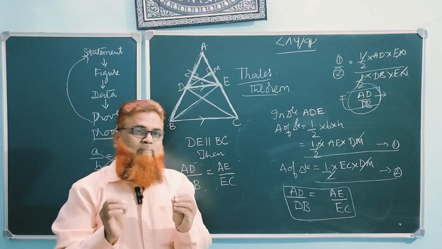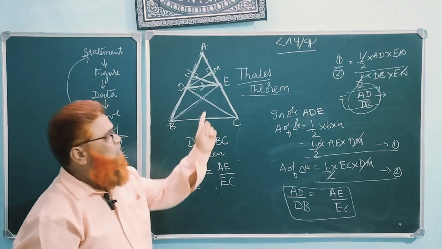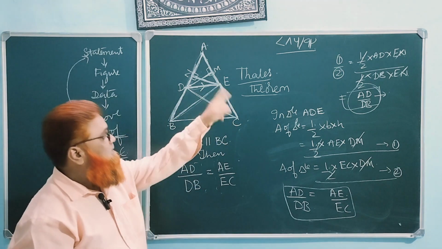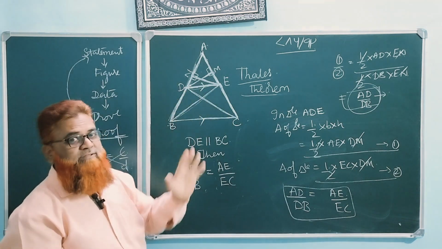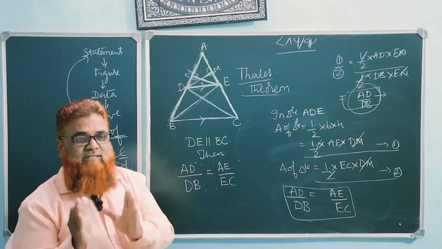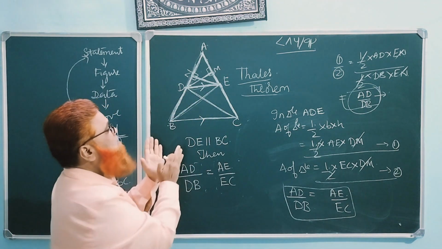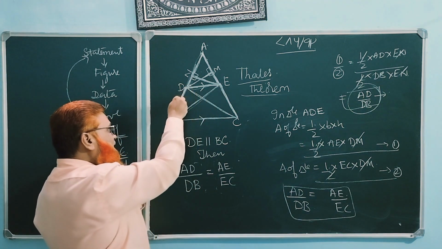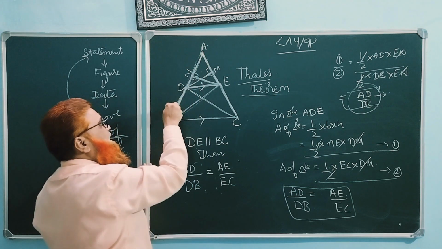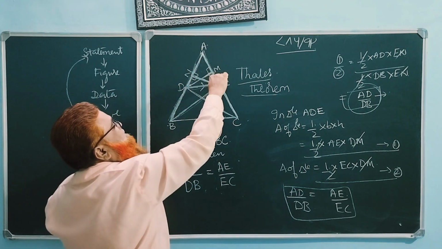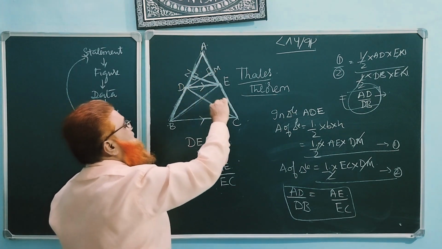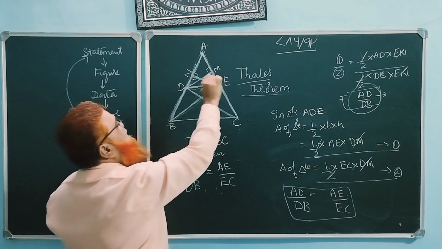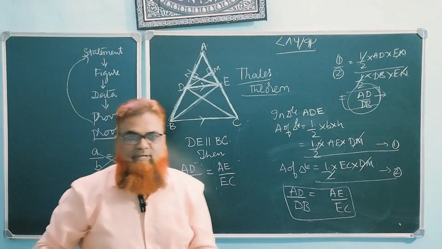What are some important points to remember? While proving the Thales theorem, AD is common to both parts, that is for the triangles ADE and BDE. What is BDE? It is a triangle formed by producing EC and joining CD and BE respectively.